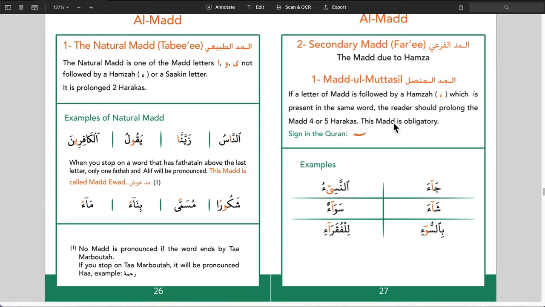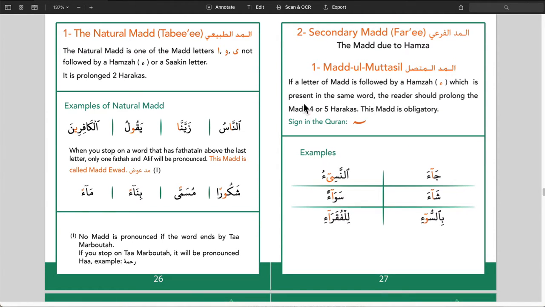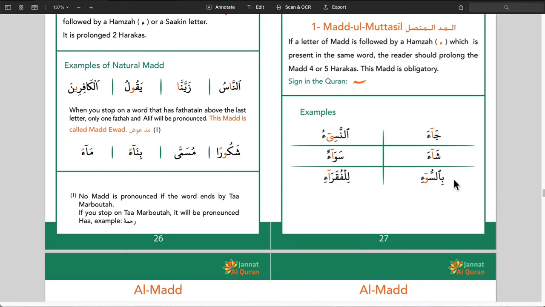And then we have mad muttasil. What is mad muttasil? It is a mad that we have to pull 4 to 5 counts, and we call this a mad that is obligatory, wajib. So in certain books you will see it will be mad wajib muttasil. So how that goes, we go 4 or 5. Either we say ja'a or ja'a. Okay, we just extend a bit for 5 counts.